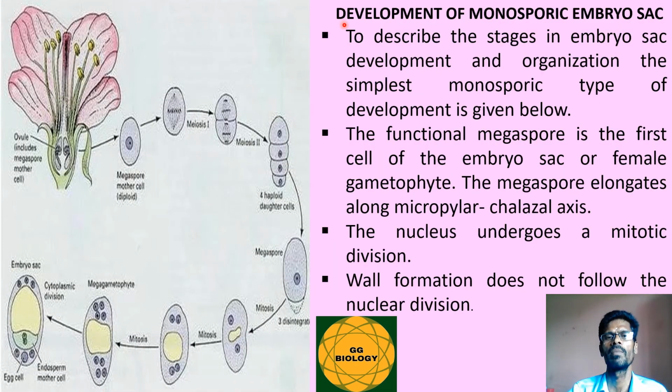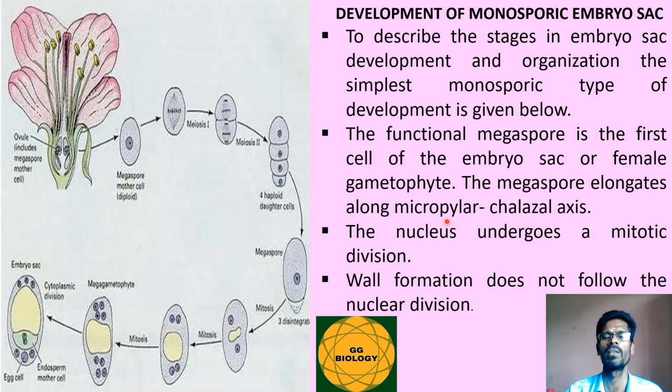The next topic is the development of the monosporic embryo sac. The functional megaspore is the first cell of the embryo sac or the female gametophyte. The megaspore elongates along the micropylar and chalazal axis.